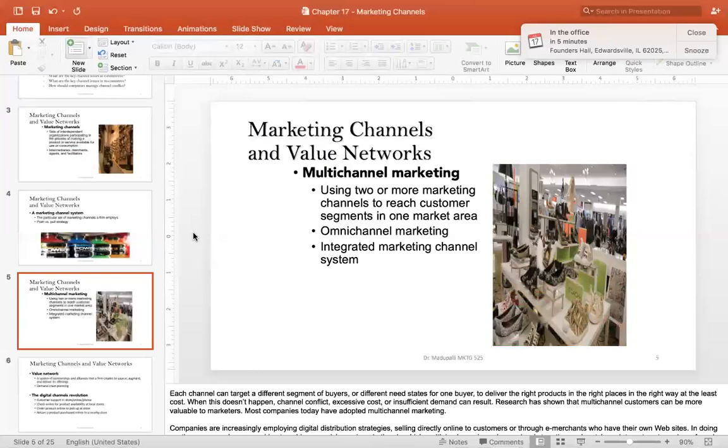Insufficient demand may also be a problem, because if you have multiple channels, each channel will have its own target market. So suddenly your demand of 100 units is being reduced across the channels. So your channel partners may not be so open with you, or may not be so happy about your organization. Research shows that multi-channel customers can be more valuable to marketers. Although customers who buy across different channels are more valuable in general, at a specific targeted level, they might be a little bit of a problem.